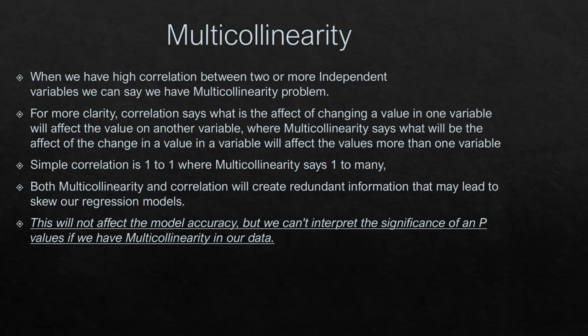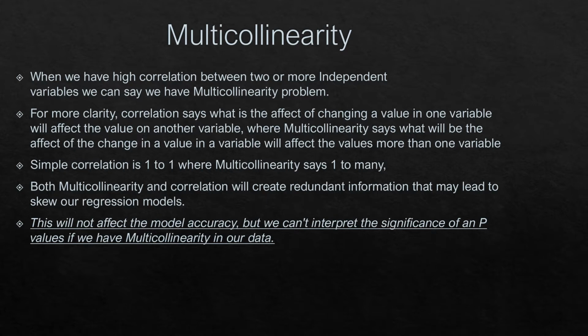Just for more understanding, what is correlation? Correlation says what is the effect of changing a value in one variable on the value of another variable. When you talk about multicollinearity, it says what will be the effect of a change in a value in a variable on the values of more than one or two variables. In simple terms, correlation is one to one, whereas multicollinearity is one to many.